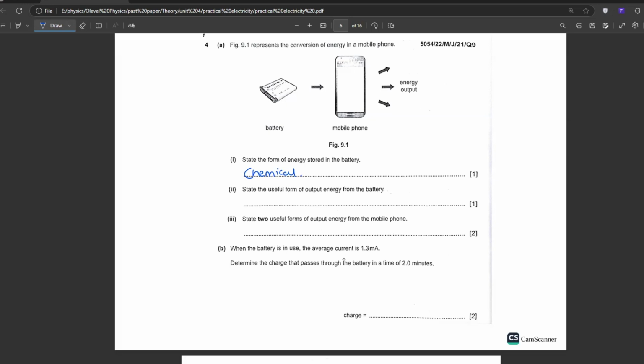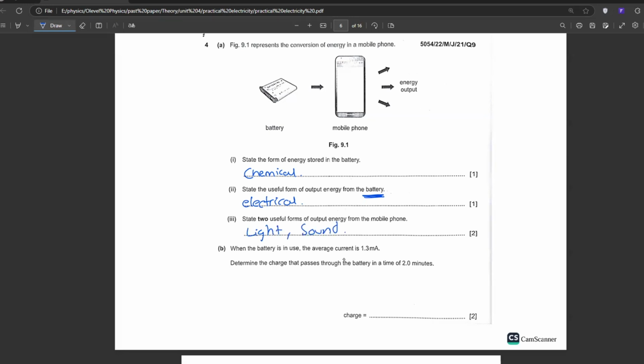State the useful form of output energy from the battery. Always remember, from the battery, which energy do we receive? Electrical. State two useful forms of output energy from the mobile phone. Maybe light energy and maybe sound energy due to the ringing of bells.